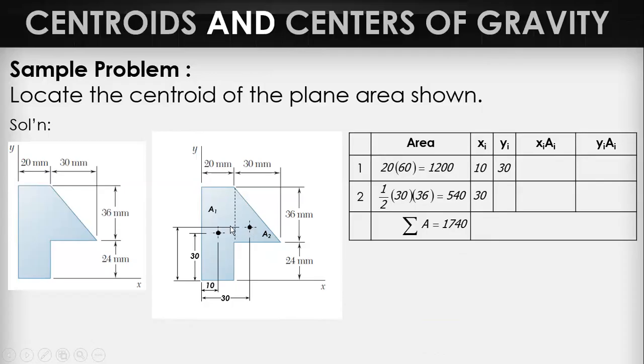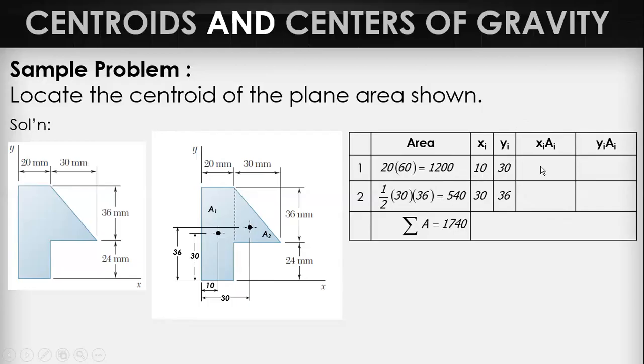And this is y2. Now, this distance, basic shape sa triangle, this distance is 1/3 sa height. 1/3 of 36 is 12. We need to add this one, 24. So it's 12 plus 24, that's 36. That's it. After this, multiplication na lang.